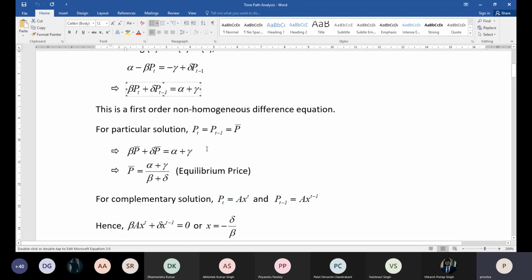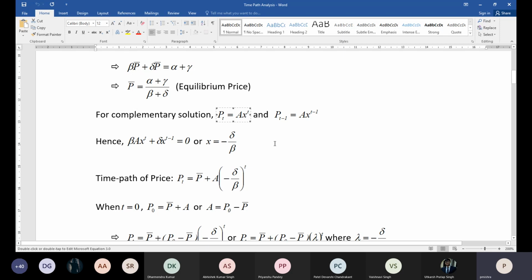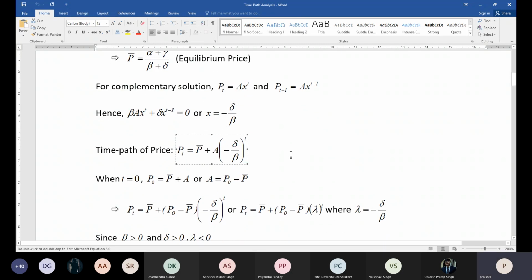So again, let me get back to this. For complementary solution, I'm assuming Pt as a function of xt, and I'm specifying Pt as A into x to the power t. Obviously, Pt minus 1 is then equal to A into x to the power t minus 1. And in complementary solution, that non-homogeneous component, that constant part, will not be there, that will be made 0. So this is how we rewrite, and we get a solution for x. And this is how we specify the time path of price.